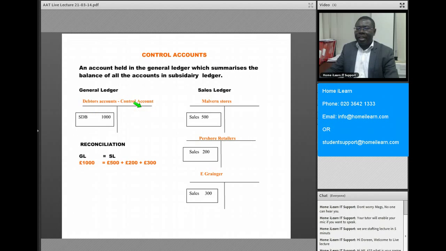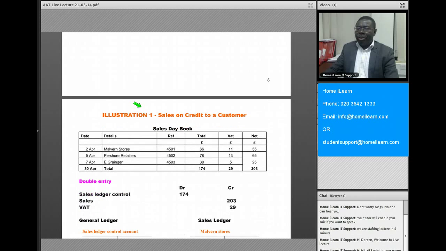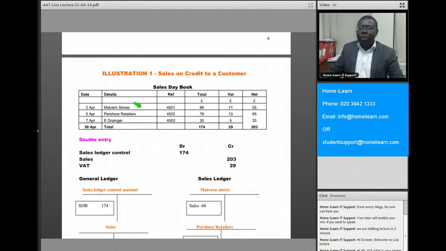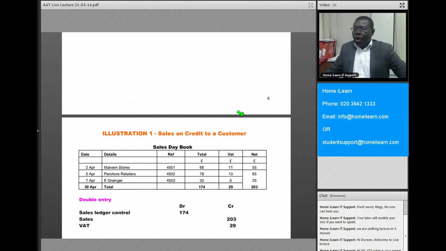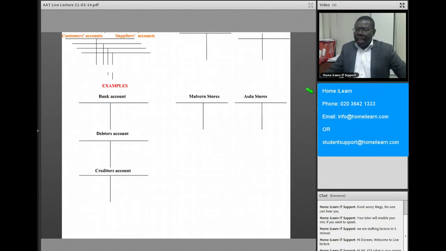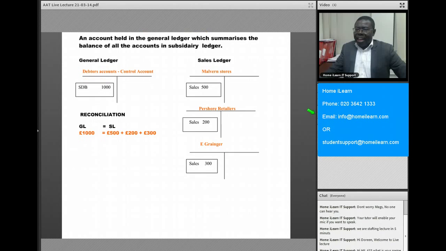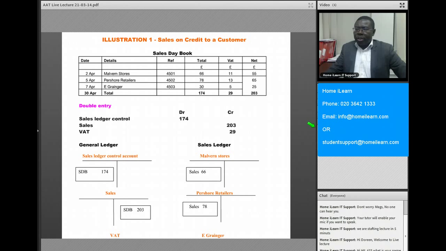We'll have a look in a bit. Let's use the principle that we just learned to demonstrate how this control account works. We just completed a sales day book, as you can see here. Now we're going to try and post this into the general ledger and into the sales ledger, and we'll see how the control account will be demonstrated over there.